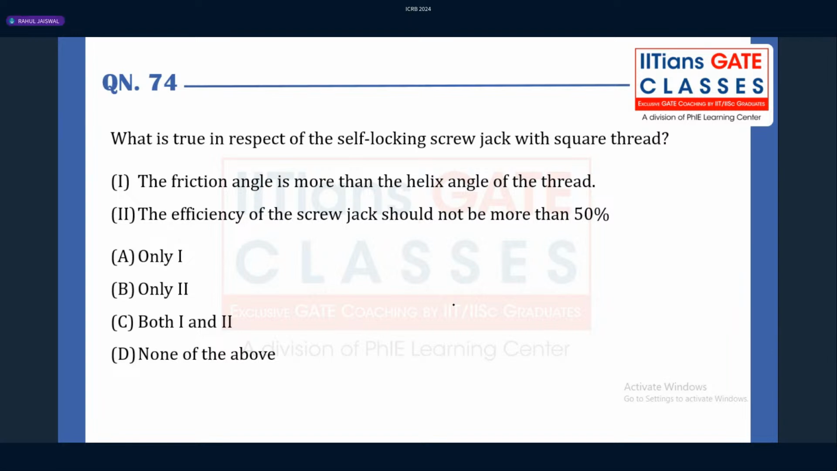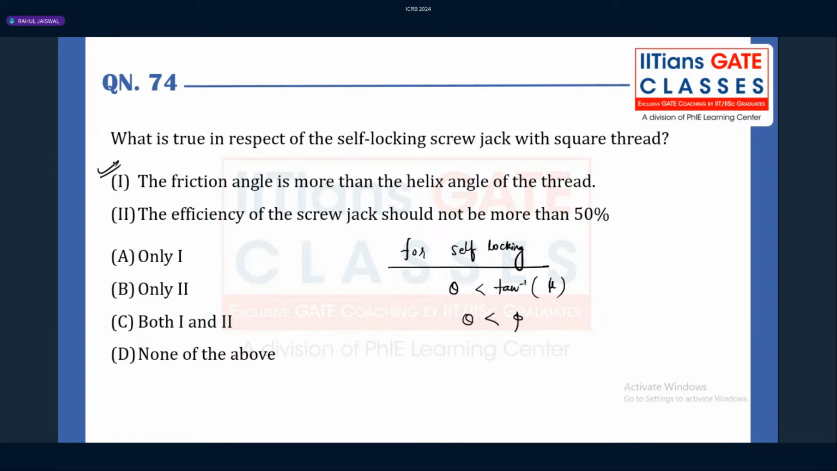Again, the next question from machine design, guys. Try understanding. What is true with respect to self-locking? You need to understand two conditions. For self-locking, theta should be less than tan inverse of coefficient of friction, that is, theta should be less than the angle of friction. So that it will not fall down on its own. Self-locking means it should not fall down on its own. That is the condition for self-locking of a screw jack with a square thread.